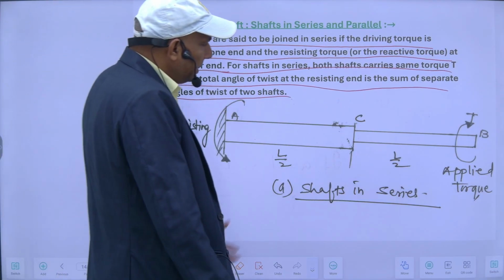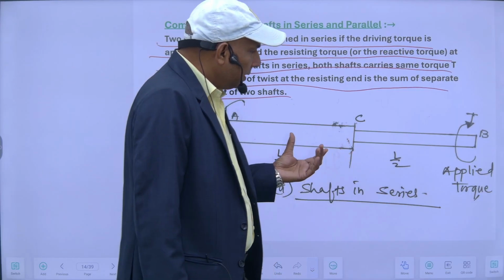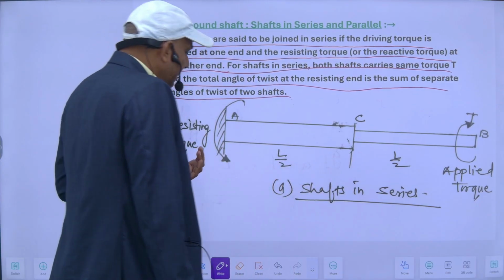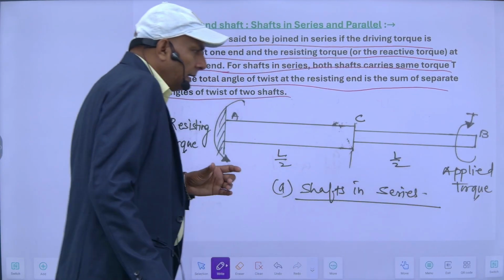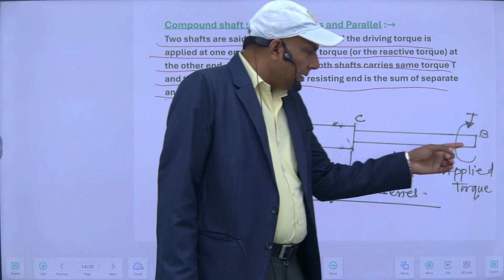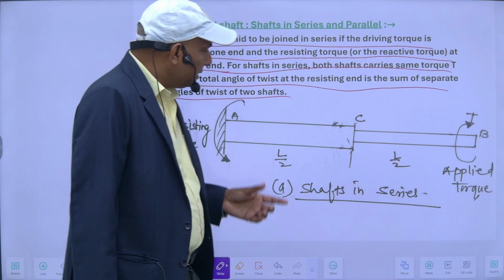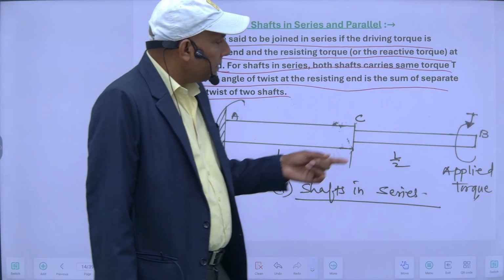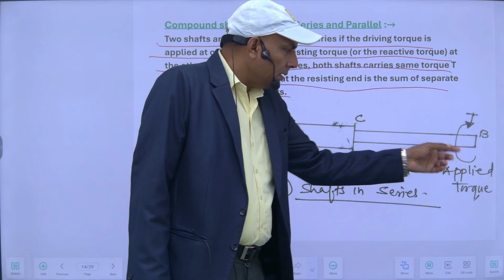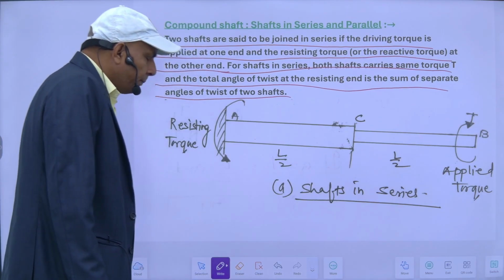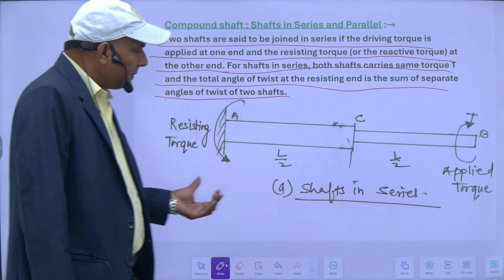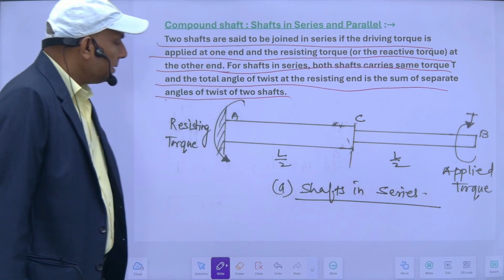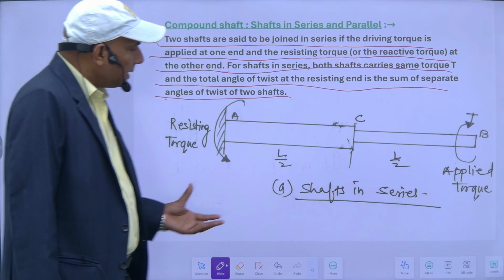Suppose there is no torque in between and my applied torque is only at this end, which is free here. Obviously my reacting torque will be equal to this one and my angle of twist here, theta B, will be the sum of theta AC plus theta CB. Here the torque is constant, and the angle of twist is basically this plus this. So this will be the summation. This we can call shafts in series.